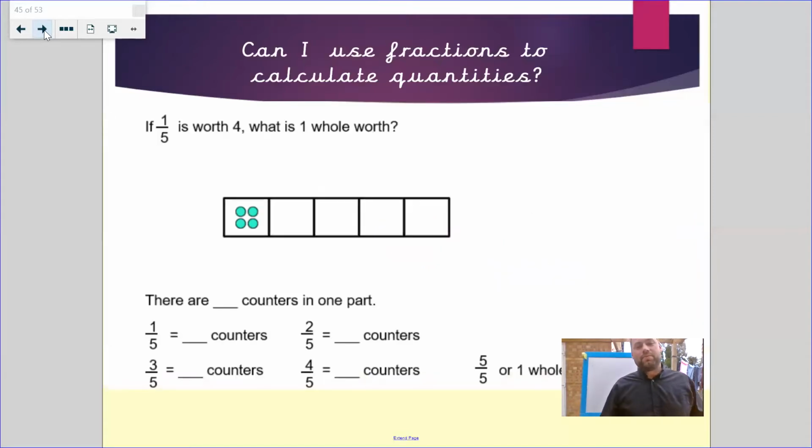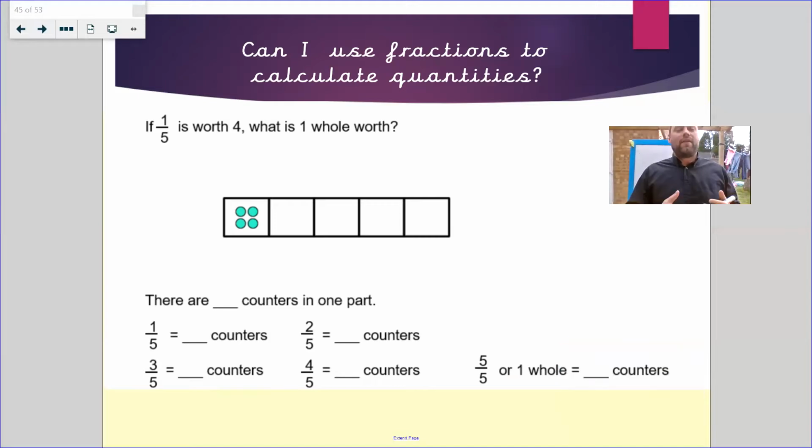Okay, so here's a question on the board. It tells us if 1/5 is worth 4, what is 1 whole worth? And the way we do this is that we add in the counters. We know that each fifth has to have a 4 in it, don't we? Because when you split a whole amount into a fraction, you are dividing that whole amount into equal parts. So a fifth, a fifth, a fifth, and a fifth are all going to contain 4. So let's put 4 dots in each part of our whole.